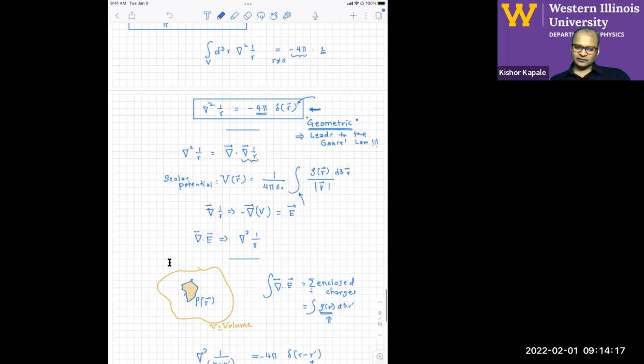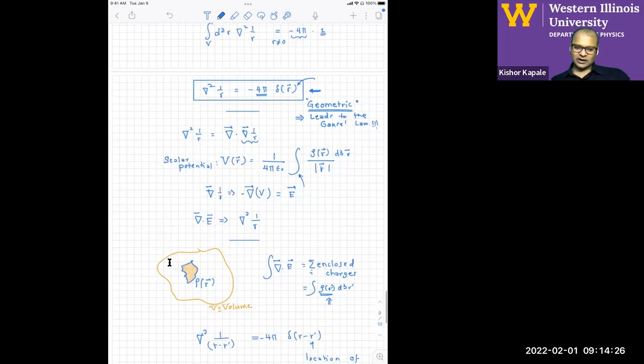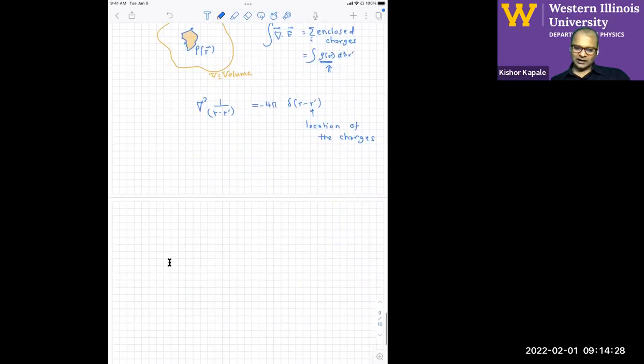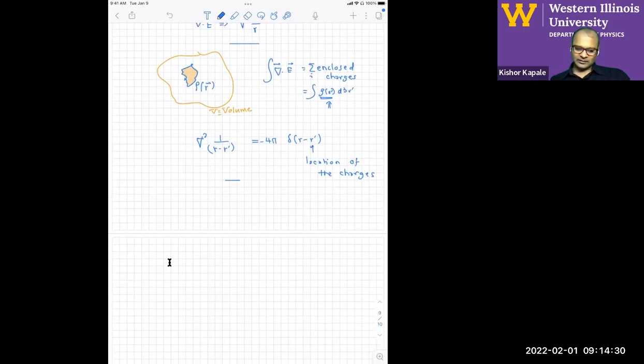So the previous discussion was related to the geometric property, which is that the Laplacian of 1 over r is negative 4 pi delta of r. And we can connect it with E and M, and it leads to Gauss's law, if you will.